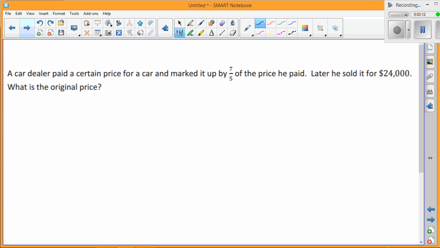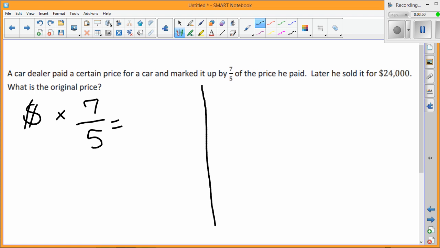Okay, the last kind of problem is a marking up problem. Again, with just the mathematics, we can take whatever the cost of the car is and multiply it by 7/5. The car dealer paid a certain price for a car and marked it up by 7/5 of the price. We don't know how much it originally cost, but we know that later he sold it for $24,000. What's the original price? There are two ways we can think about this. We don't know the value of the original price of the car, so I'll just let that be a dollar sign. I know that if I take that money and multiply it by 7/5, I should get 24,000.